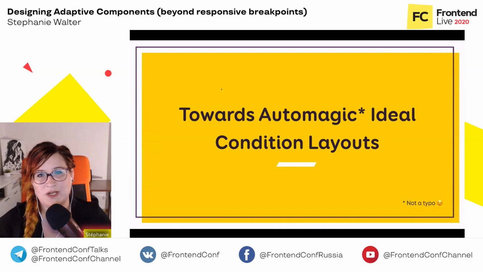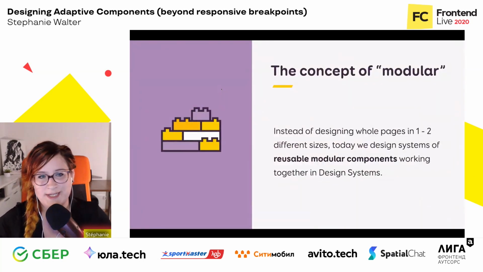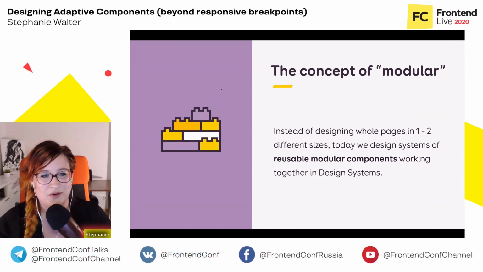So far I've used my component to adapt the layout to different screens and viewport sizes. But what if I want to go beyond that? Could we actually reuse those components in different layouts? So meet the idea of modular content. For a few years, a lot of years actually, we were designing whole pages at different screen sizes, and we discovered that it was not efficient. So today we tend to design more of a system of reusable components that we are going to make work with one another in our design systems.